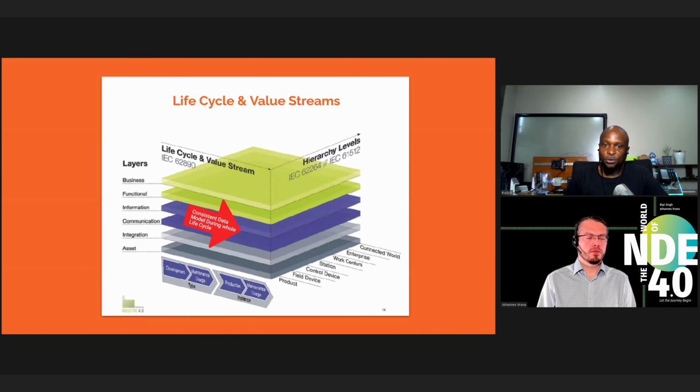Okay, moving on to the life cycle and value streams axis. Now, this dimension is based on another standard, which is the IEC 62890 standard, which is responsible for establishing the basic principles for life cycle management of systems and components that are used in industrial systems. So in this dimension, there are two elements being addressed: the type and the instance.